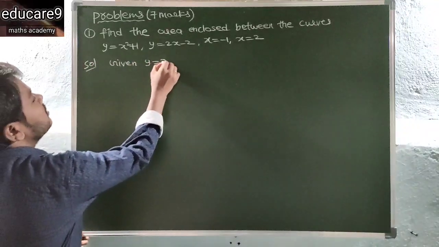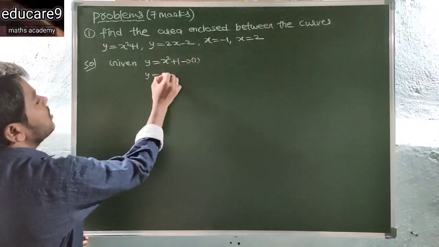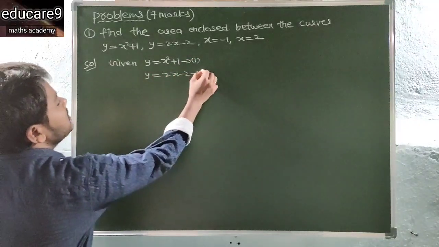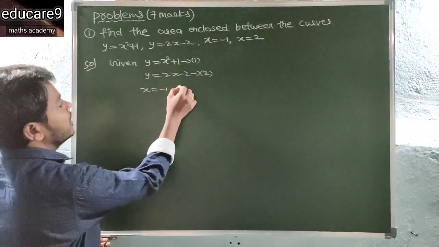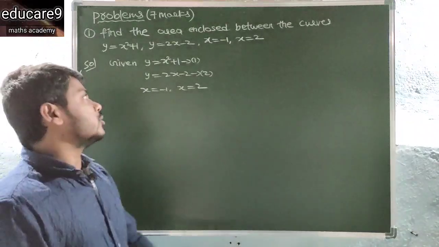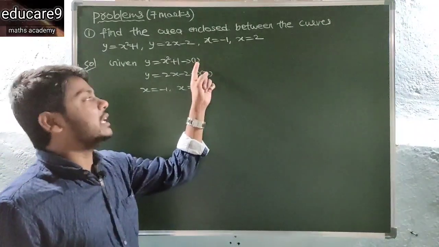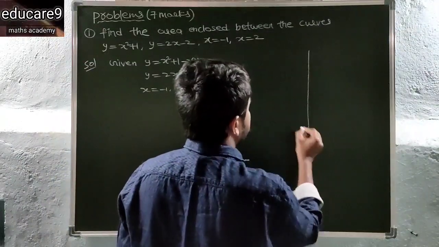y is equal to x square plus 1. This is equation 1. And y is equal to 2x minus 2. This is equation 2. So here x values are minus 1, 2. Now we have to draw the graphs of equation 1 and equation 2. So consider the coordinate axis.